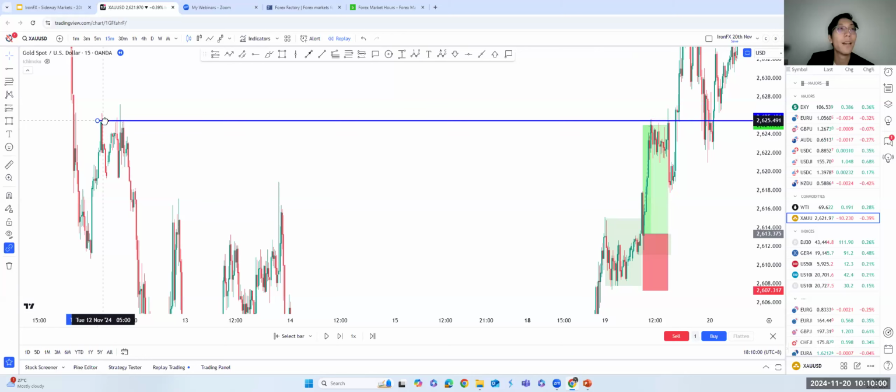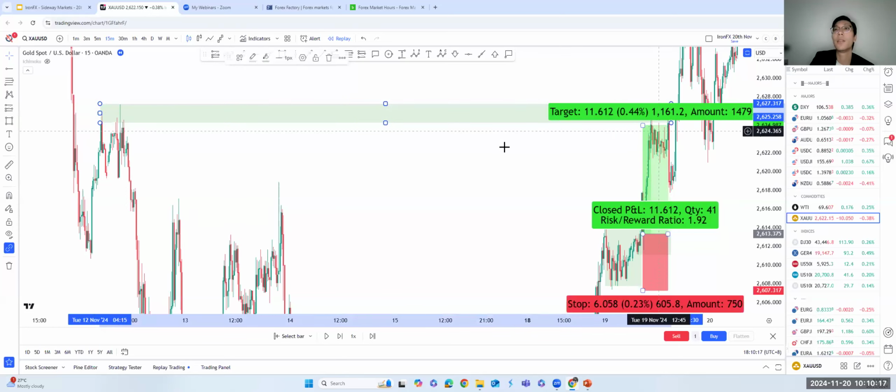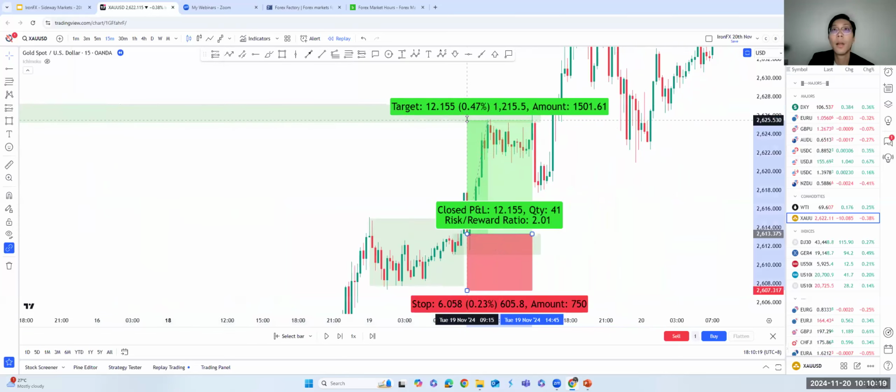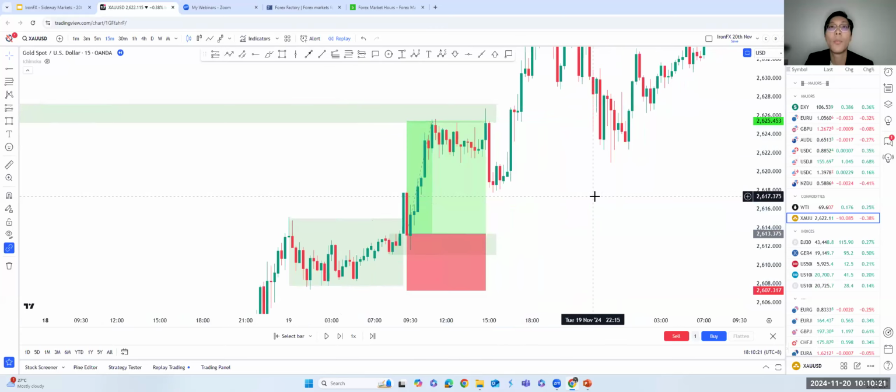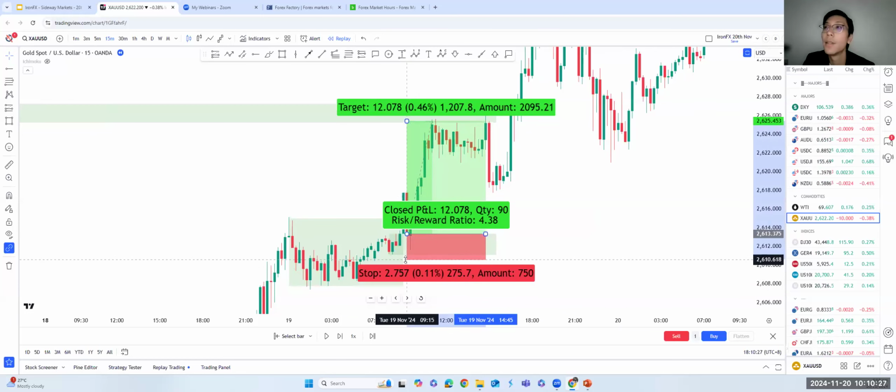Don't put it at this wick, because gold usually likes to do funny business. So put it here at the body. This is the area that you should target. Sorry, my voice is a bit coarse right now. What is the risk-reward? It is 1.99. Perfect. Done. Don't do something like that, please.